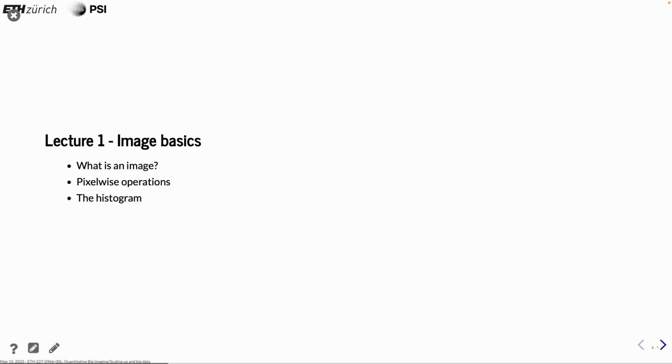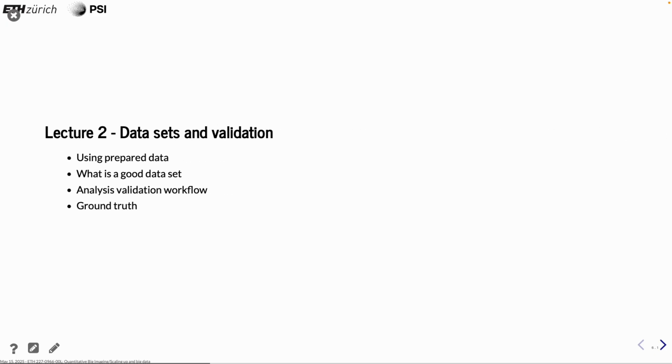And in the first lecture, I was talking about what is an image, what operations we can do on our images. I also showed the histogram for a first interpretation of the data, to get an idea what we are up to. And then I did a detour into other people's data, and also how we should prepare our data and what makes a dataset good or bad. Also important is the validation analysis and ground truth for our datasets.